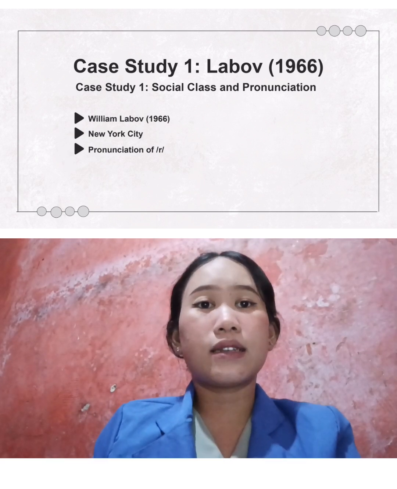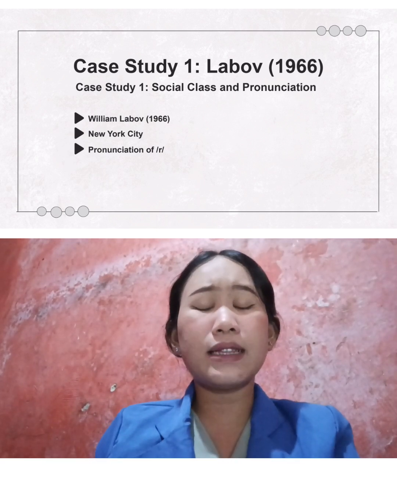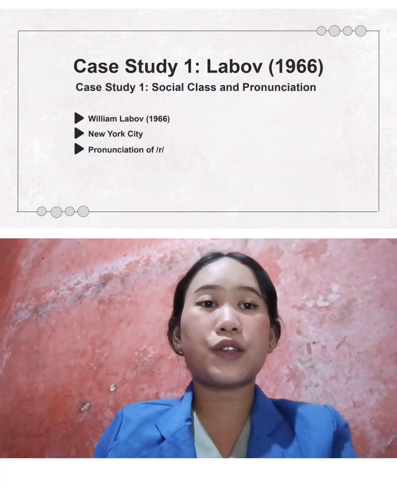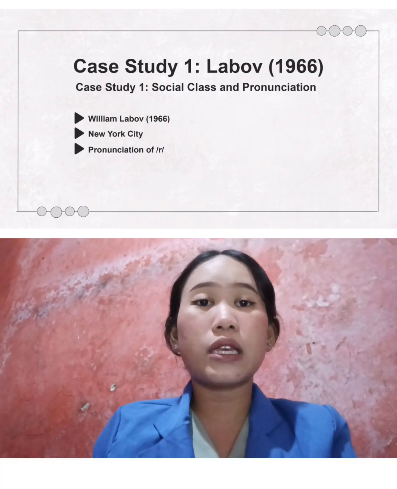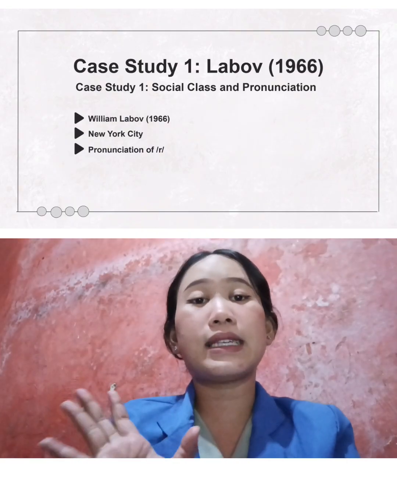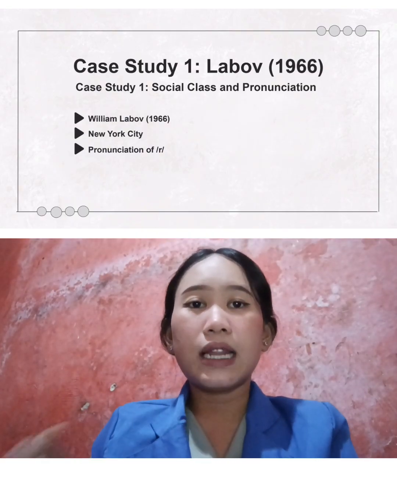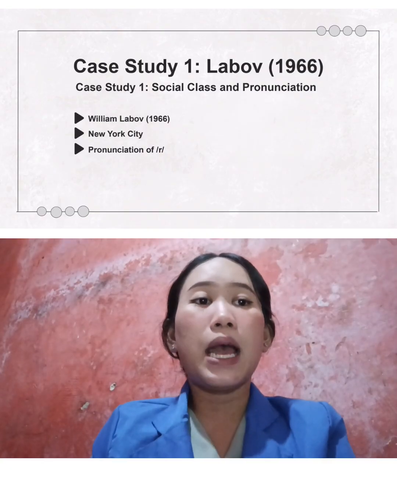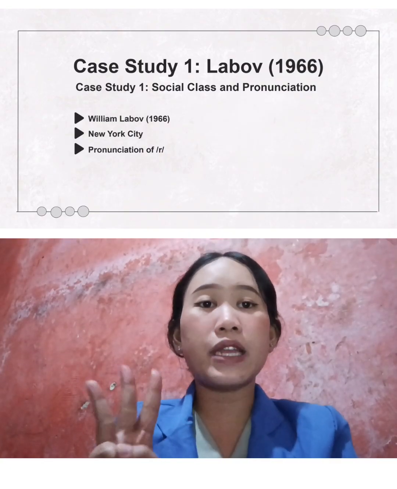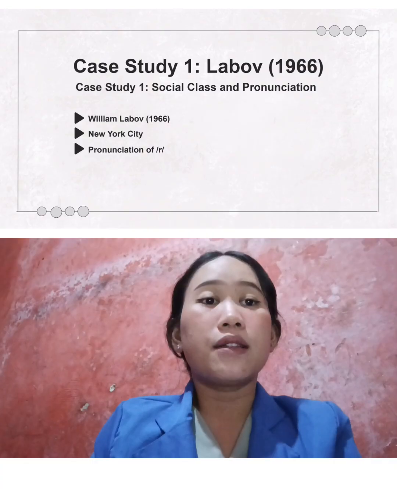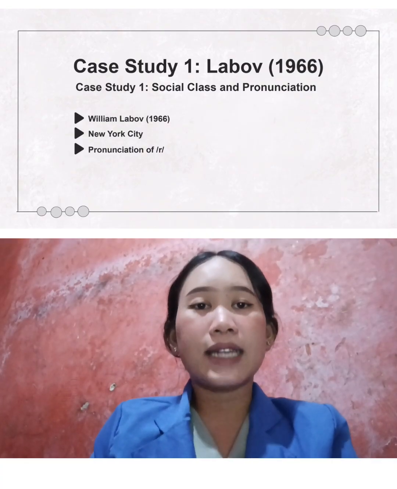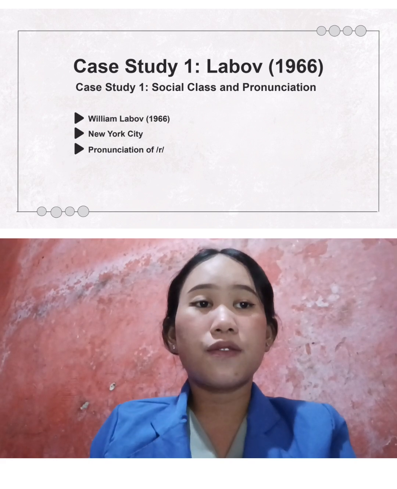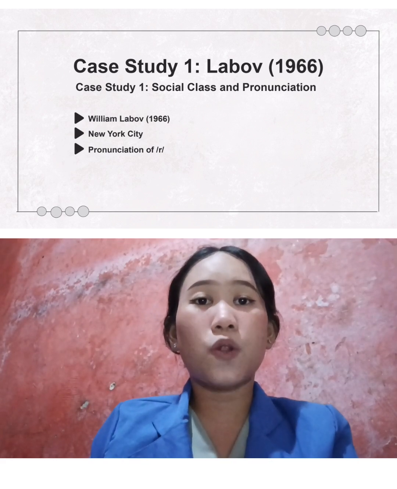Next slide is case study 1 from Labov 1966. Now, I will discuss a classic case study in sociolinguistics conducted by William Labov in 1966. Labov studied the pronunciation of the R sound in New York City by observing employees in three department stores that represented different social classes. He asked questions designed to elicit words containing the R sound, such as fourth and floor.